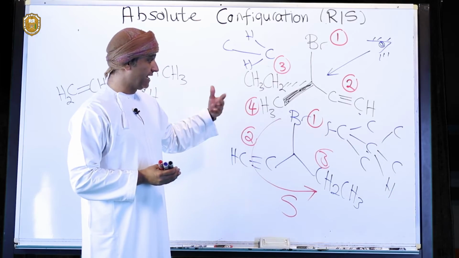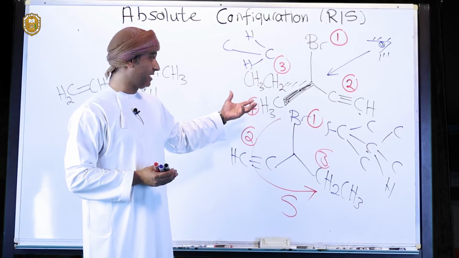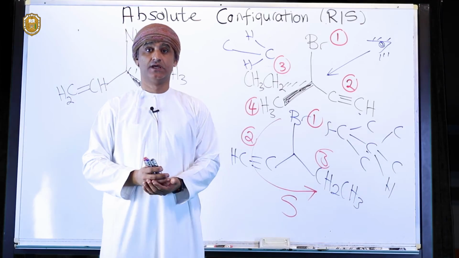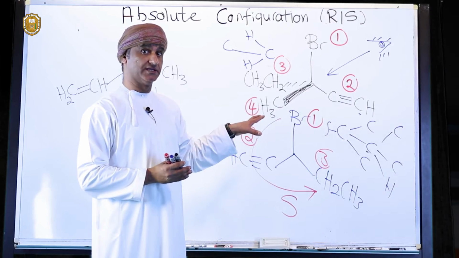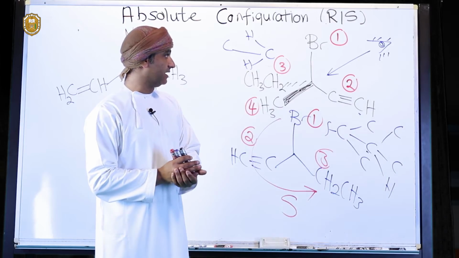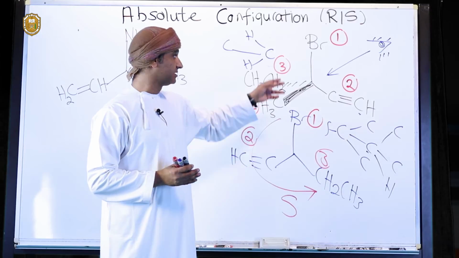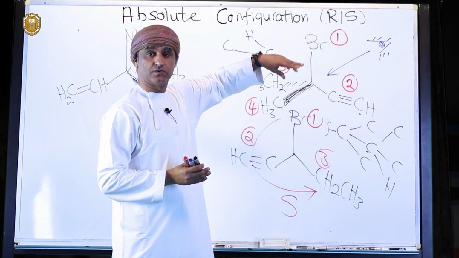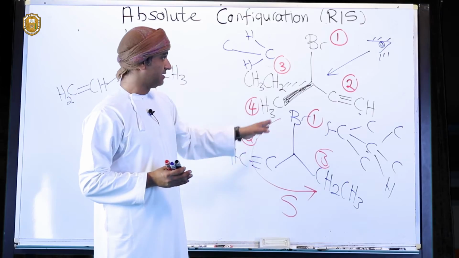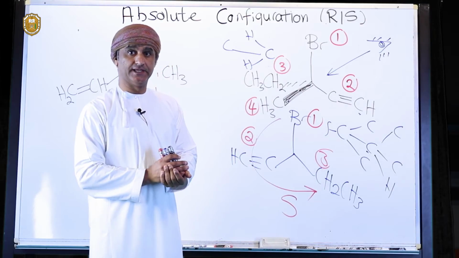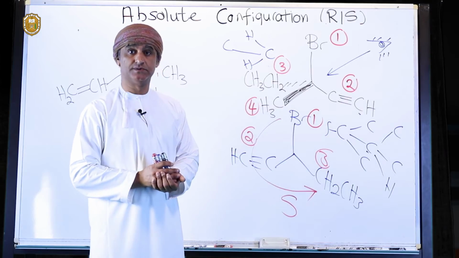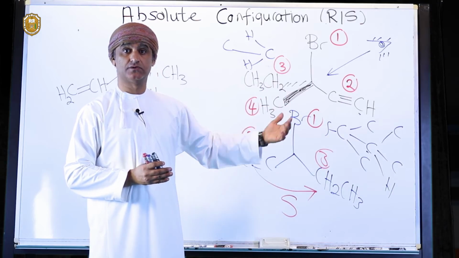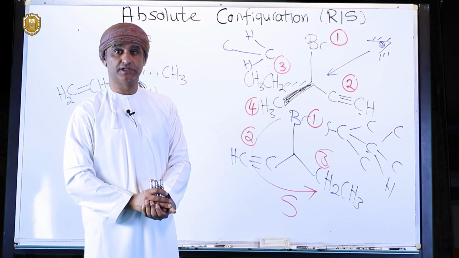If you like, since the lowest priority group is drawn at the front or outside the plane to the front, another way of doing this is to check the current rotation and then reverse it. So 1, 2, 3. That's clockwise. If you reverse, of course, you get S. But of course, the better way is always to view the molecule so that the lowest priority group is away from us, or we need to look at the molecule from an opposite direction to the lowest priority group.